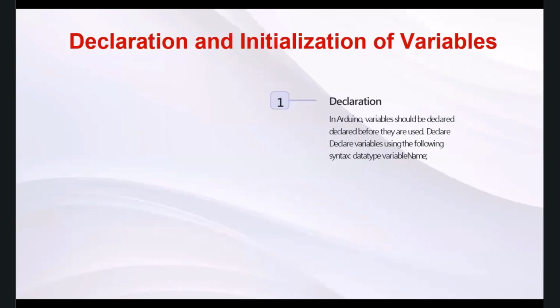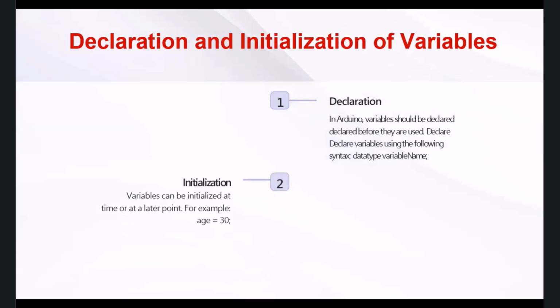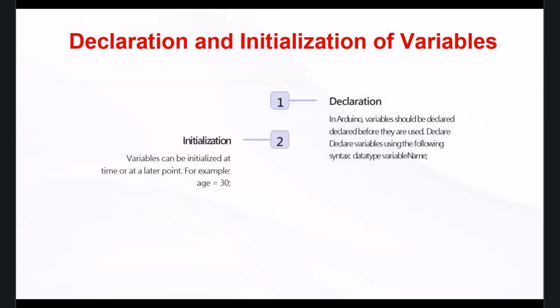Let's see how we can declare and how you can initialize the variable. So first, whenever we want to use any variable, we need to first declare the variable. In Arduino, variables should be declared before they are used. Declare variables using the following syntax: data type, then variable name. The second point that we need to remember is that after the declaration, we initialize the variable.